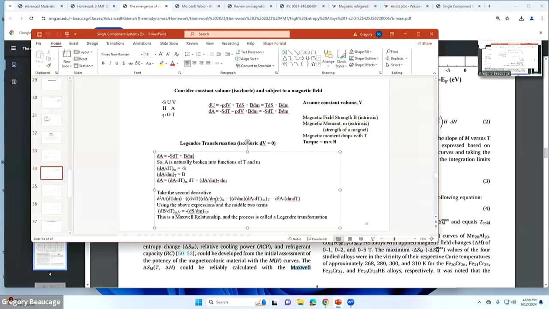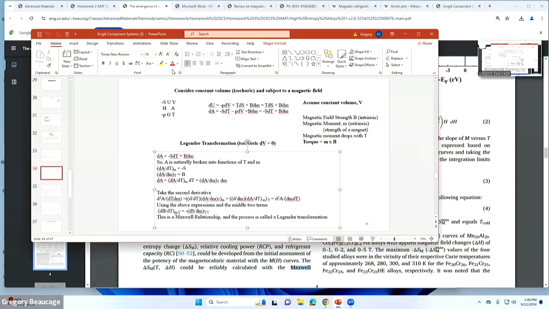That would give you dB dT at constant M. So I'll write that down. We'll change that to B. dB dT at constant M equals negative. And then the other one would be to take the derivative dA, so dM. So dA dT is minus S. So minus dS dM at constant T. So that's the Maxwell that you have from his thing.